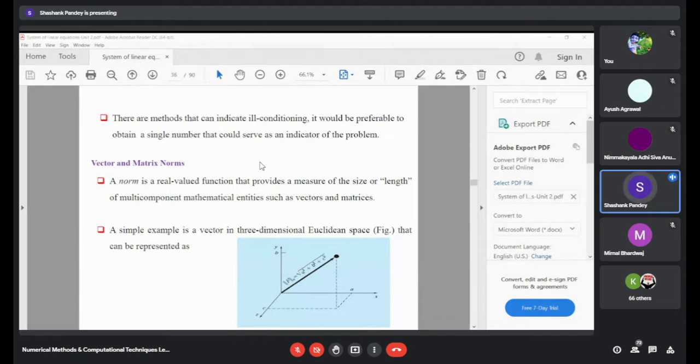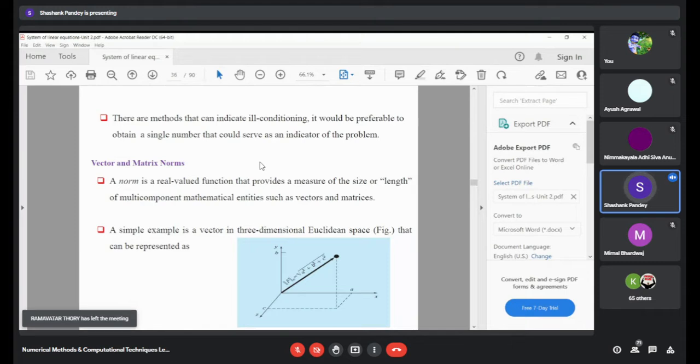So, vector and matrix norms. A norm is a real-valued function that provides a measure of the size or length of multi-component mathematical entities such as vectors and matrices. So we will see what this norm is all about.